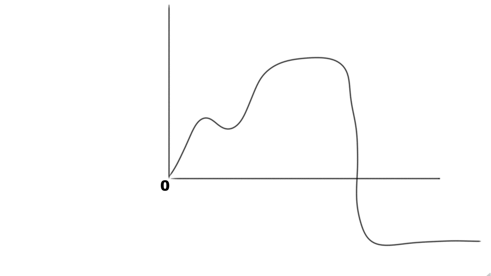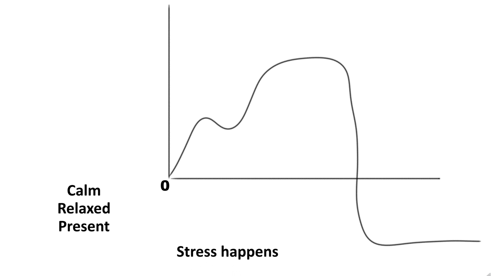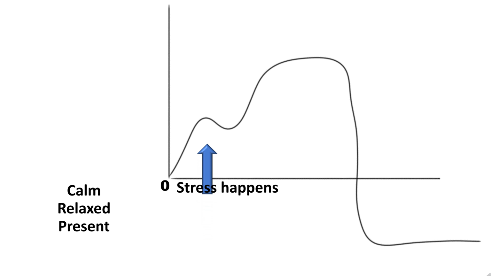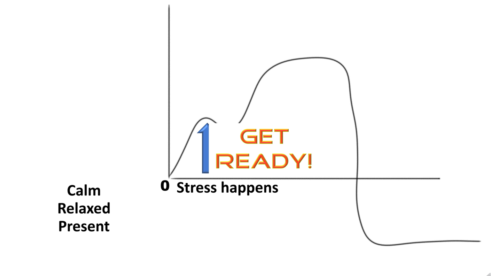So in state 0, we're very calm. We're relaxed, we're present, we're conscious of our surroundings and other people, and we know what we're doing. However, when stress happens, the amount of activation in our nervous system increases. So our nervous system is saying, get ready, and we go to state 1.